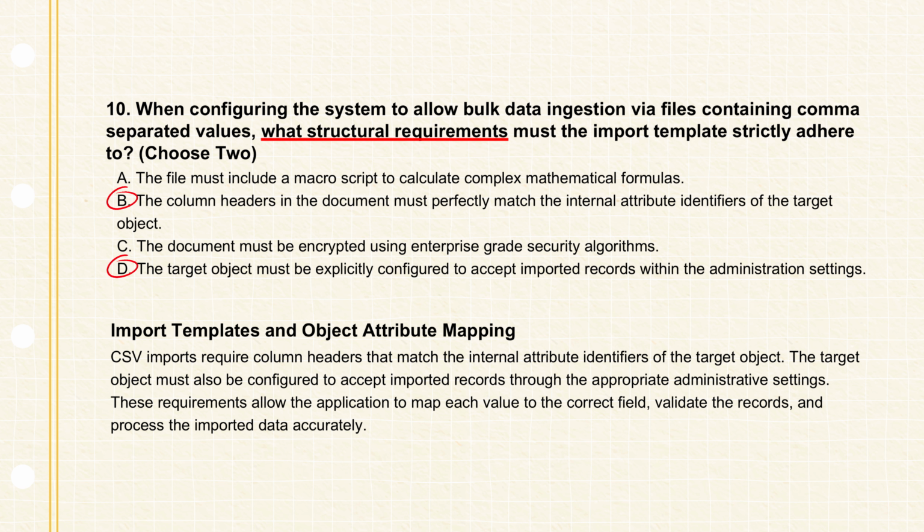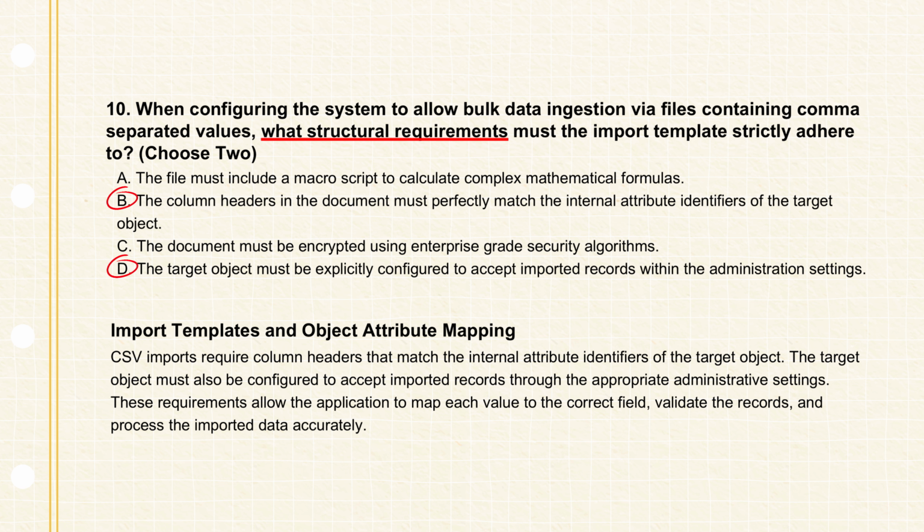That is an excellent mechanistic analogy. The system will not interpret intent. If the internal schema expects an attribute named pred, and your CSV header says project ID, the mapping fails entirely. Yeah, it's a two-way street. But requirement D is equally critical. Even if every envelope is addressed flawlessly, the mailroom will reject the delivery if the target department's mail slot is literally locked. Meaning the specific target object in the database has to be explicitly authorized by an administrator to receive an external CSV payload. Yes.